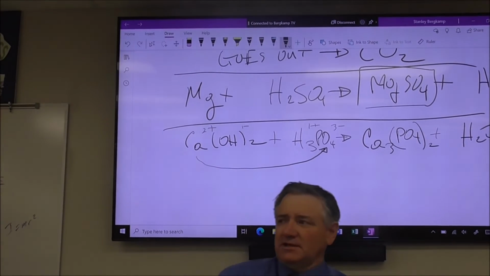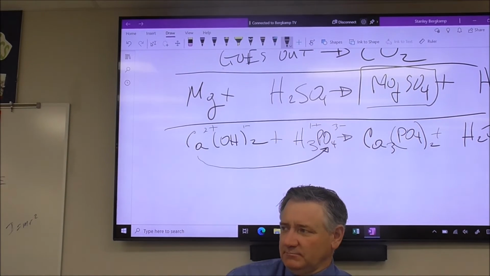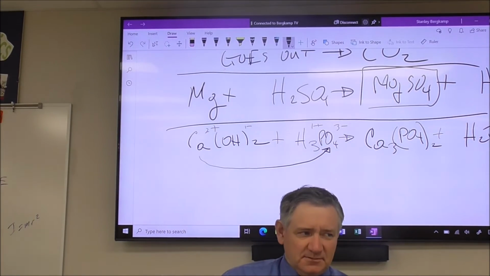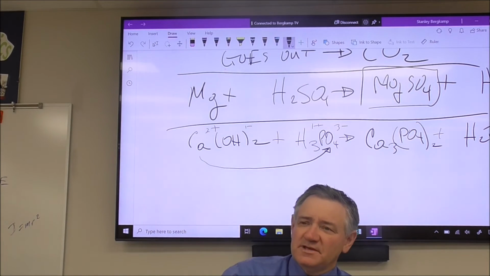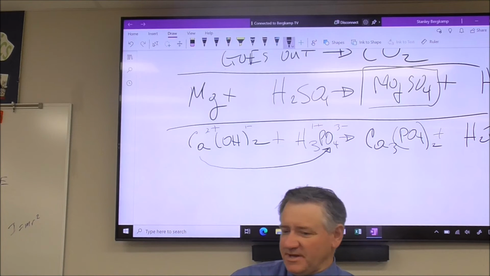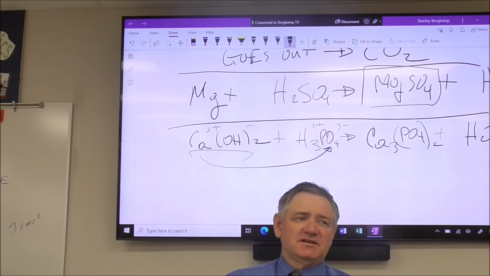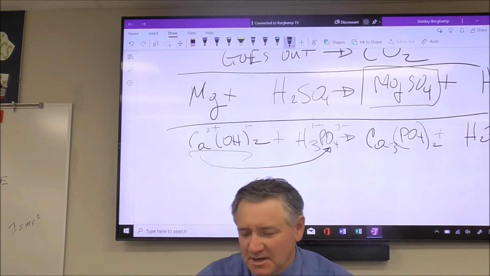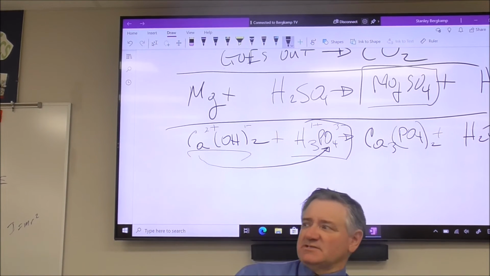That's it. I think you just have to balance it. Okay? Then you just have to balance it. So this is what we call a neutralization reaction. You have calcium hydroxide. That's a base. It has hydroxides. This is what's known as phosphoric acid.